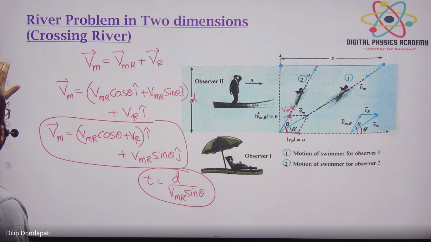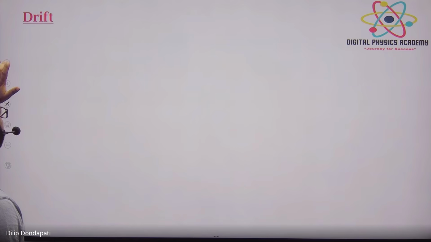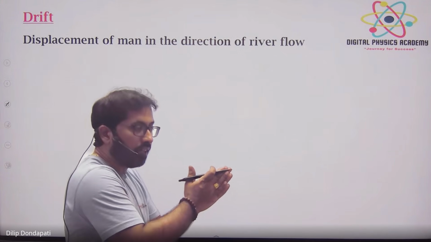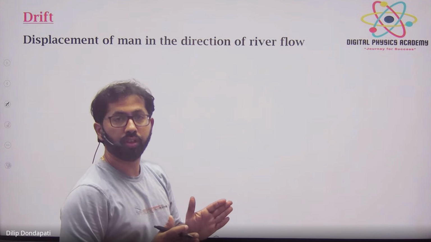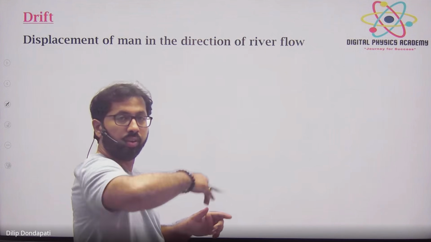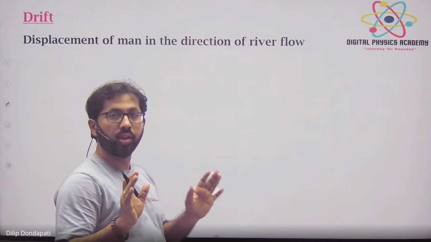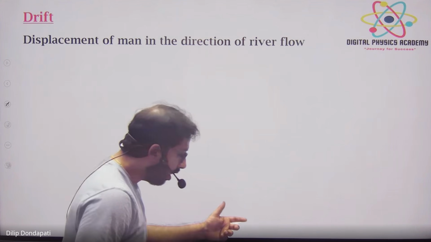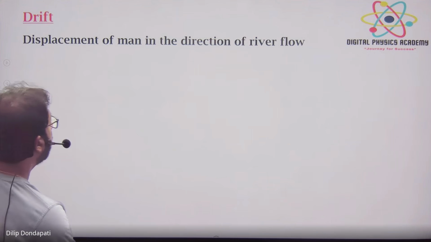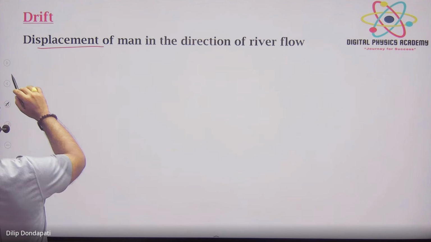And VMR sin theta. Okay, लिखो displacement of the man in the direction of river flow. Starting point से कितना दूर तक गया? That is called drift. Only from vertical से starting point से only we have to count. Okay, that is called drift. So drift का how to find drift? Tell me. Drift is a displacement, right? Tell me drift को calculate करने के लिए.